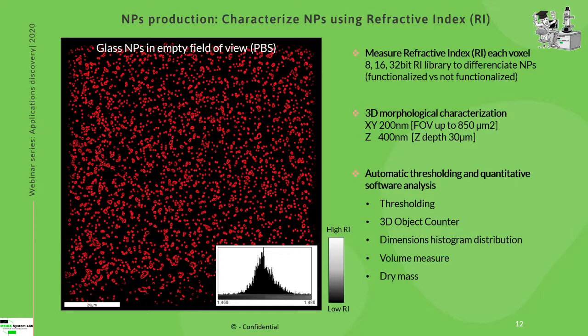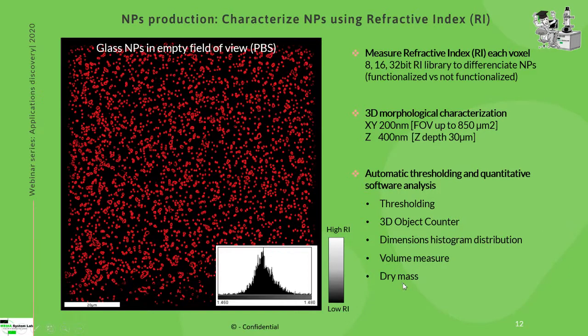I can get a histogram distribution, and even more important, because the software knows exactly these red channels, at this moment I can count the number of red voxels, which allows me to make an estimation of the volume of these nanoparticles. That is a quantitative measure that would absolutely not be possible using simply epifluorescence.